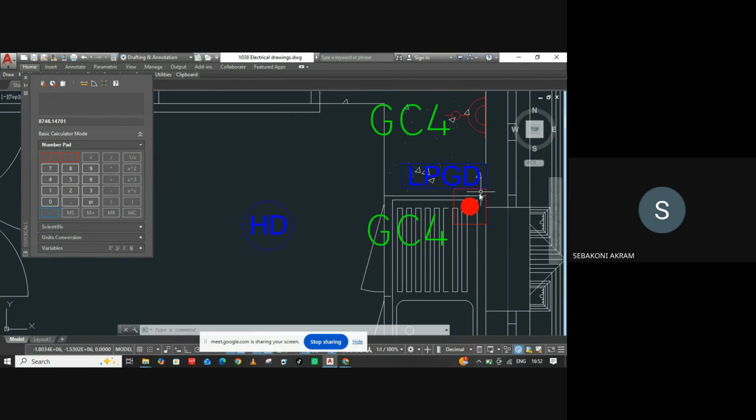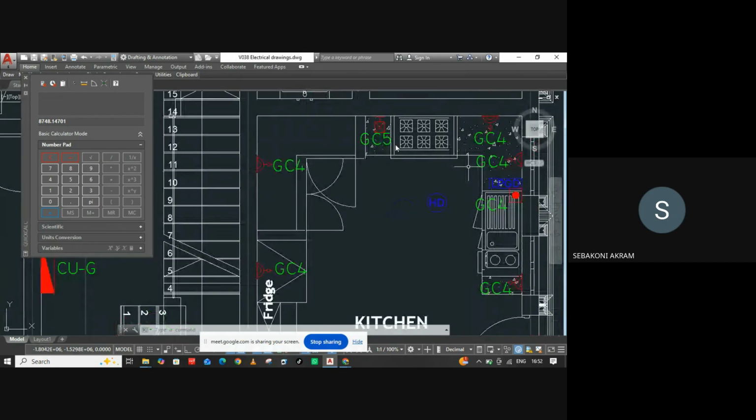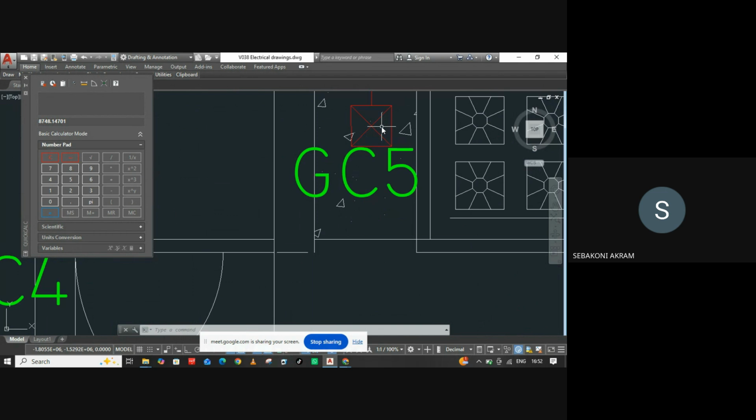You can give it a separate circuit. Then it is a must to have a cooker having its own separate circuit. I think you're taking note of these things, Martin.